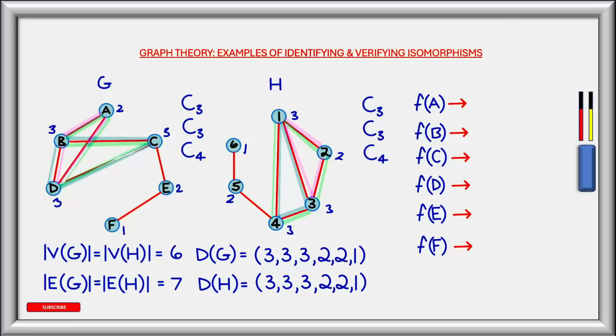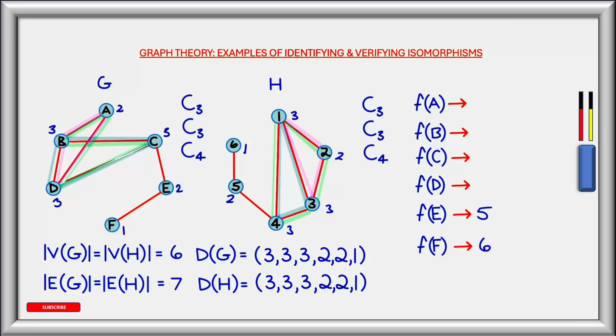And the final part is to map the vertices of graph G to the vertices of graph H via their edges. So we can see in graph G that vertex F has one edge, and in graph H, vertex 6 also has one edge. And these are the only two vertices in each graph that have one edge. And so we can map vertex F to vertex 6. And we can see in graph G that vertex F connects to vertex E, which is a degree 2 vertex. And in graph H, vertex 6 connects to vertex 5, which is also a degree 2 vertex.